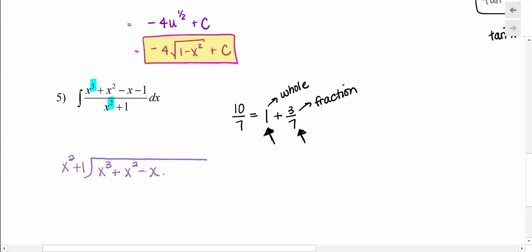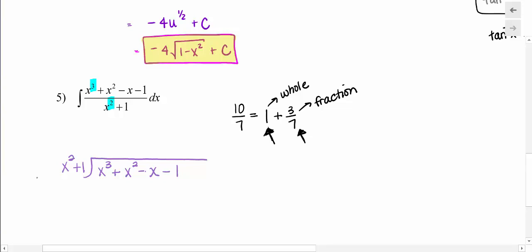I'm just making sure I'm copying it down correctly. So I'm going to divide x squared plus 1 into x cubed plus x squared minus x minus 1 to figure out what is that whole part, which I know I can integrate, and then what is that fractional part, which then I'll figure out how I have to integrate.